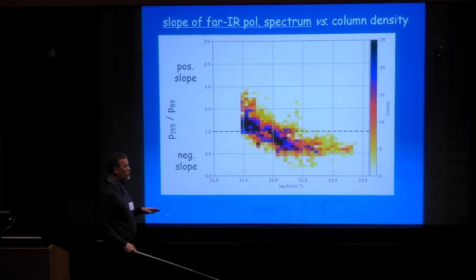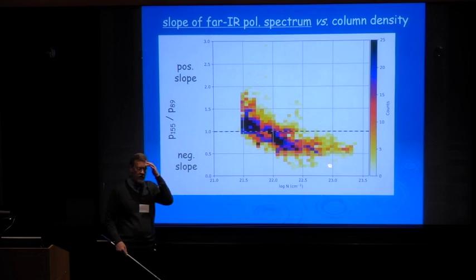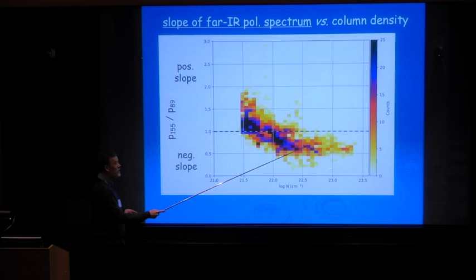so we know we're going through a very dense core. You can't get through the core with your sight line without going through the surface, so it's reasonable that we're also going through some of these highly irradiated cloud surfaces along some of these sight lines. So that's what you need to get this structure in the polarization spectrum.